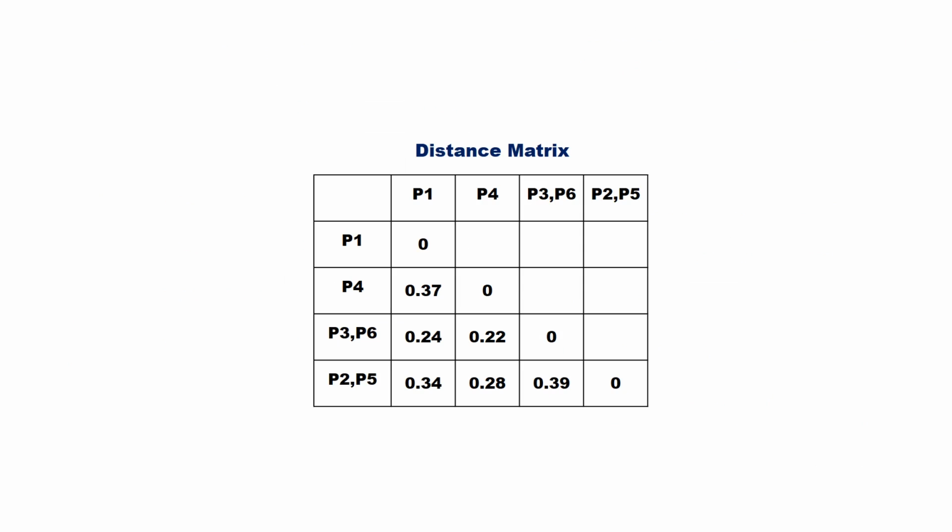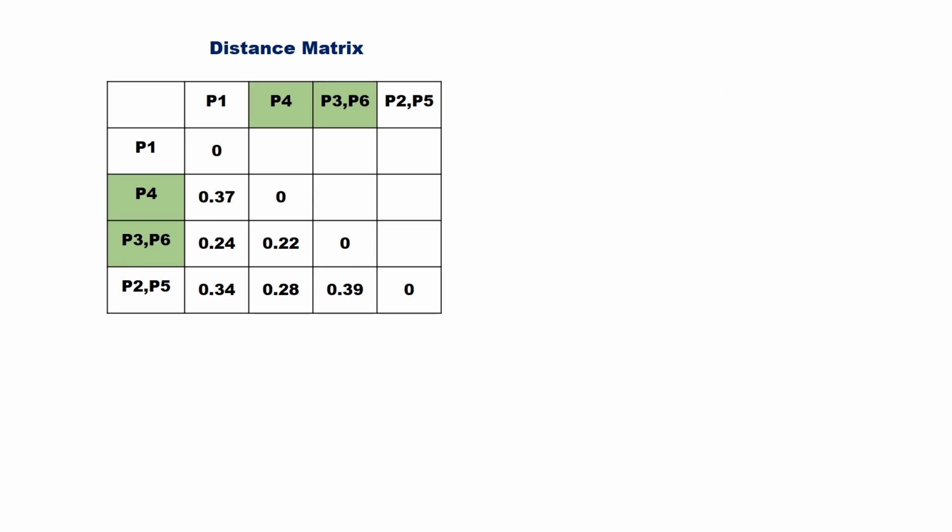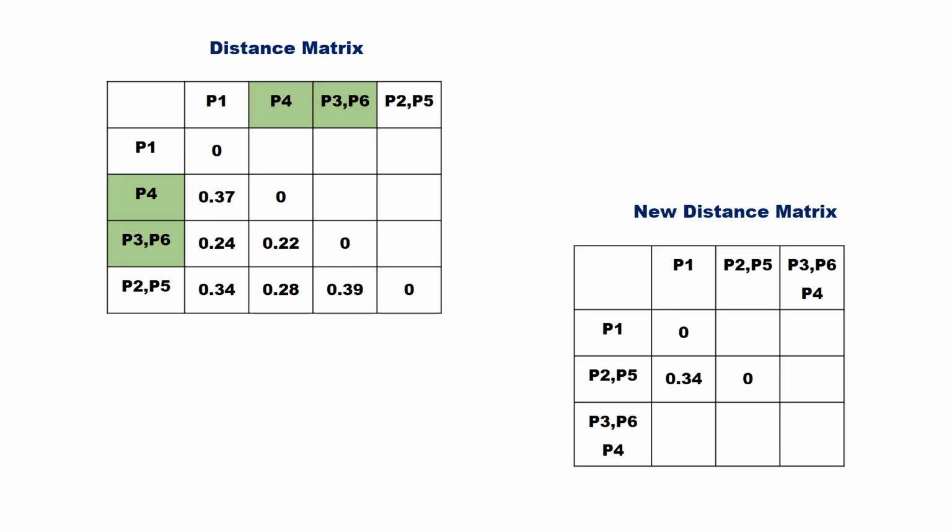Again, repeat the steps. Find the minimum value. It is 0.22. It is the distance between the cluster P3, P6 and P4. So, P3, P6, P4 together form the next cluster. Update the dendrogram. Recalculate the distance matrix. Replace separate entries for P3, P6 and P4 with a single entry for P3, P6, P4.